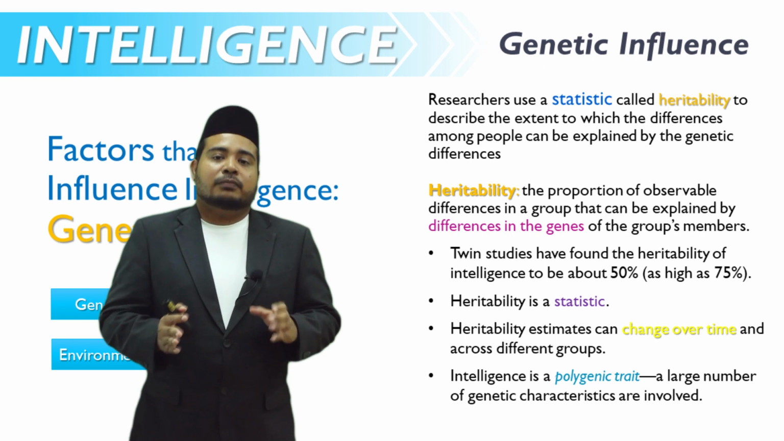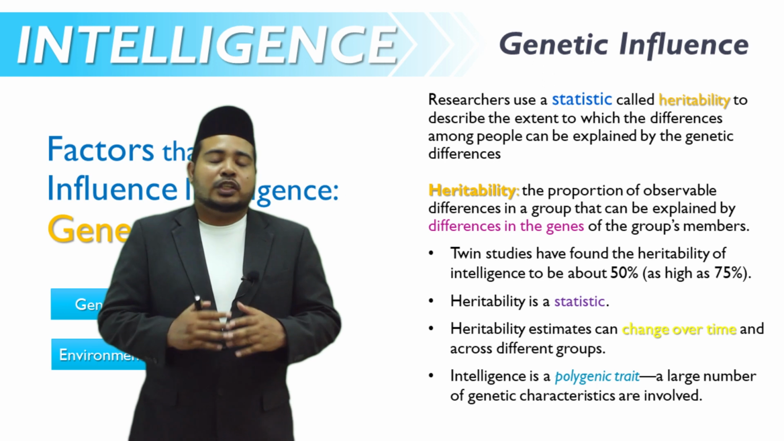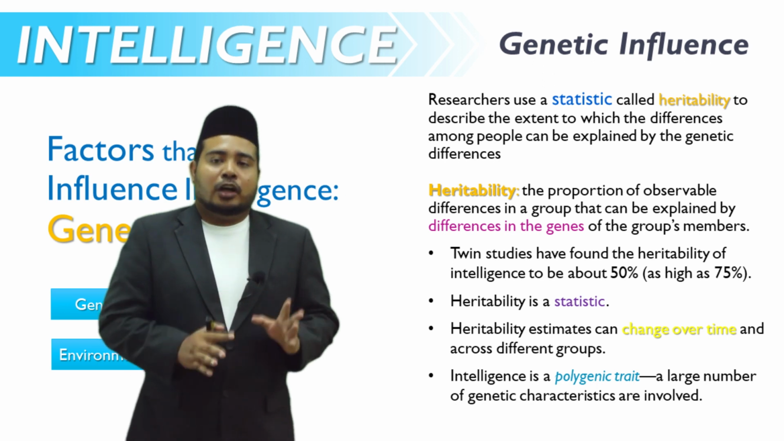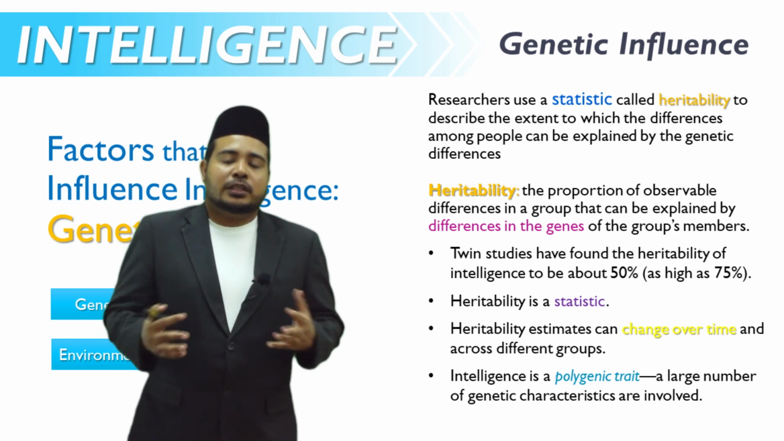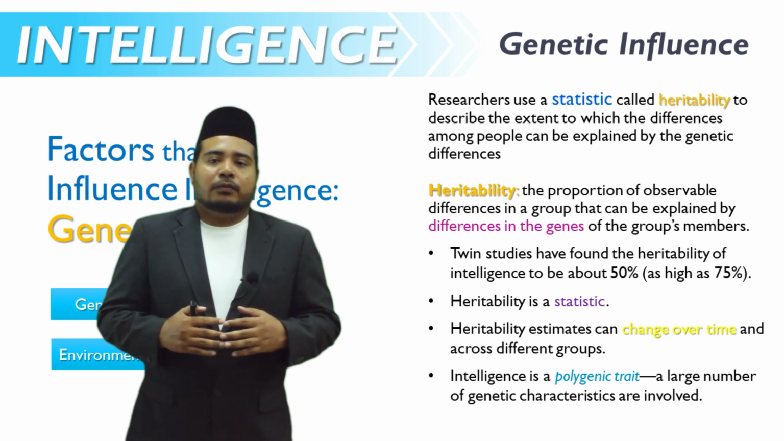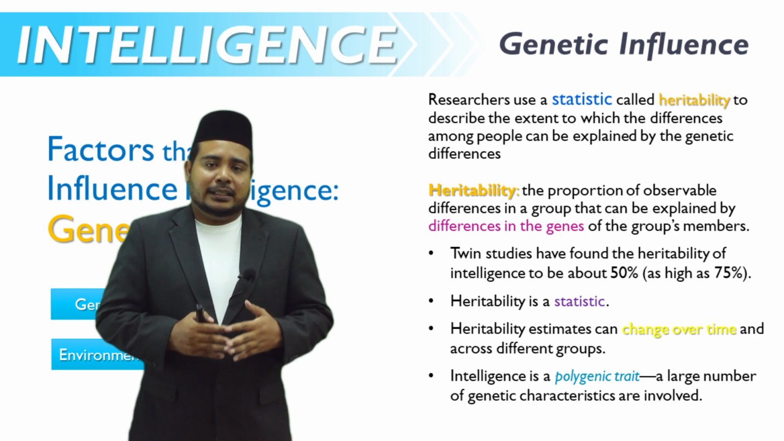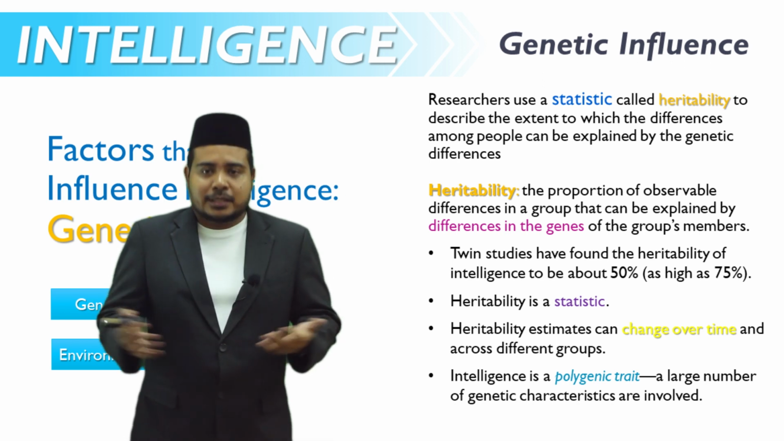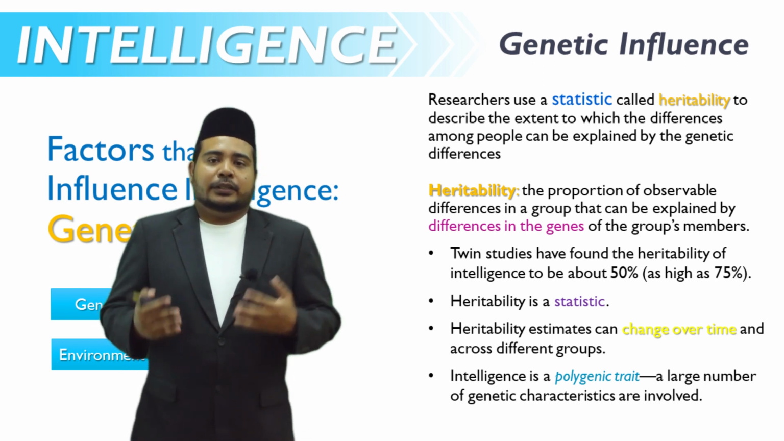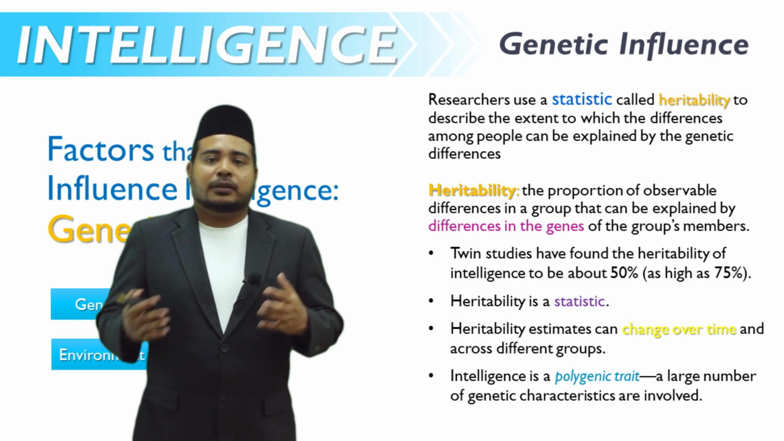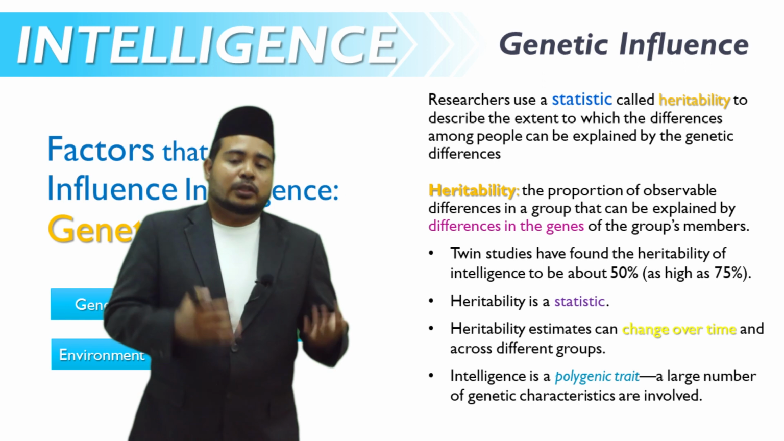Okay, they counted even half of it, 50%, or even a quarter of it, 25%. So it's not 100% depending on someone's genetics. Heritability here is a statistic, the proportion of how much the difference is due to our genetic heredity. Heritability estimates can change over time and across different groups. Some people inherit heritability levels of genetic influence for intelligence of 50%, some 75%, some even only 25%.